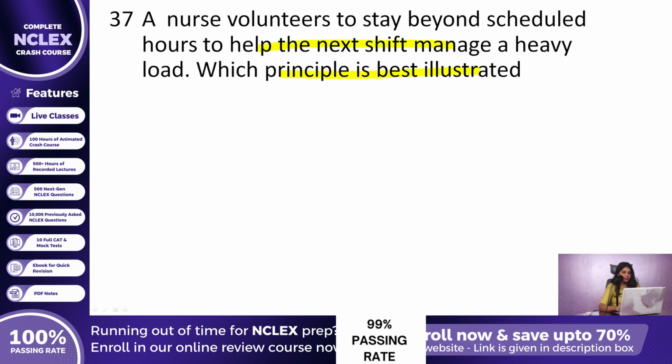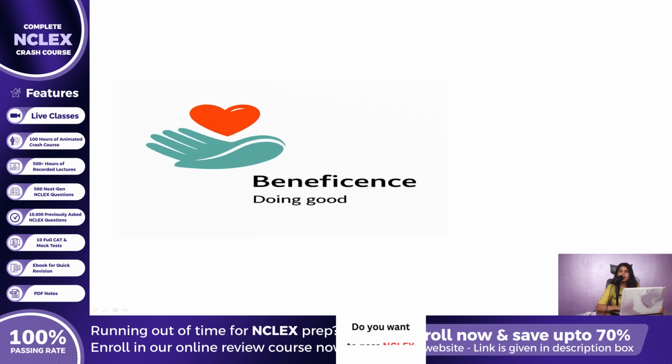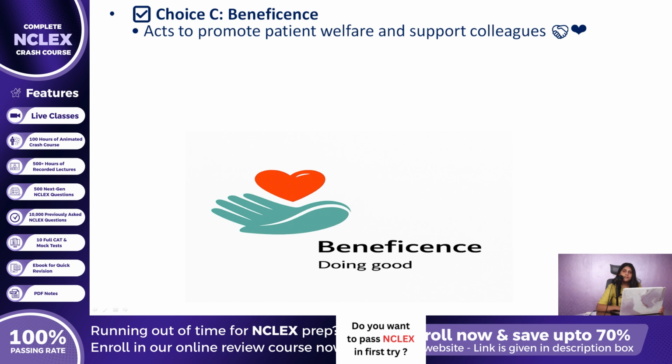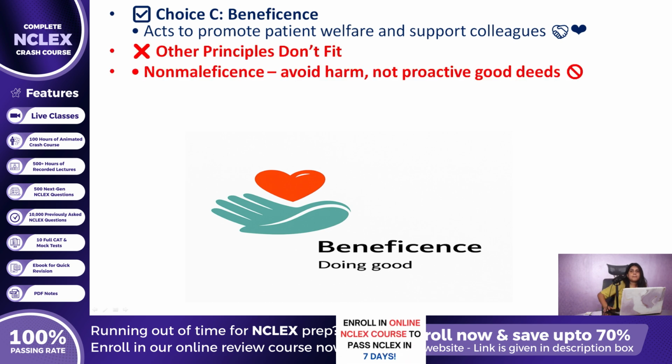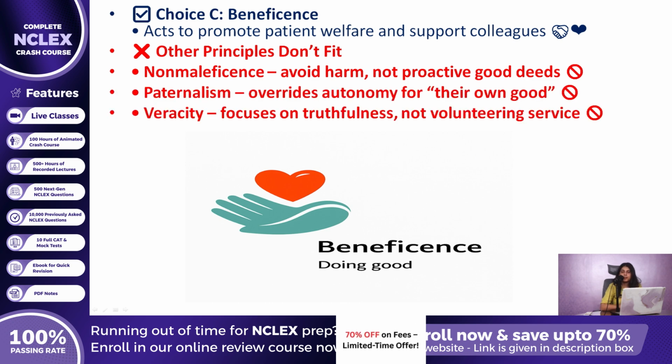A. Non-maleficence, B. Paternalism, C. Beneficence, or D. Veracity. The correct answer is C. Beneficence, since the nurse's proactive service promotes patient welfare and supports colleagues. Non-maleficence pertains to do no harm without proactive good deeds. Paternalism overrides autonomy for perceived good, and veracity concerns truthfulness rather than volunteering.